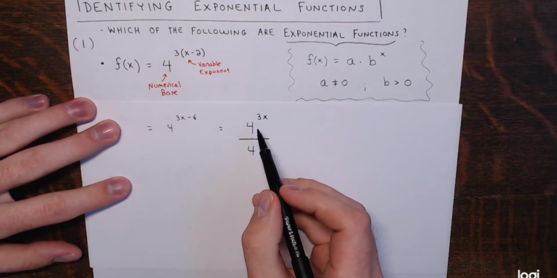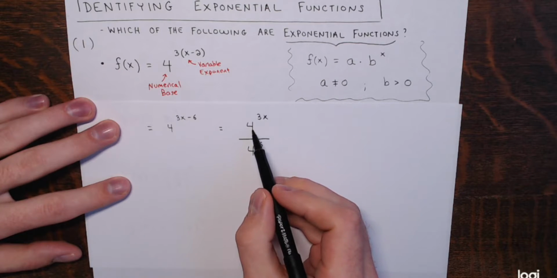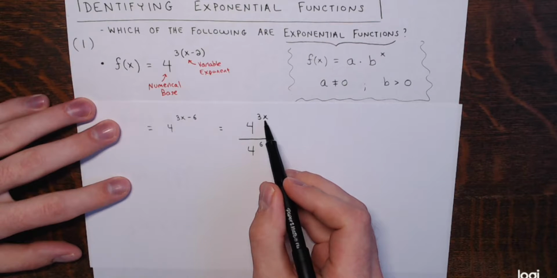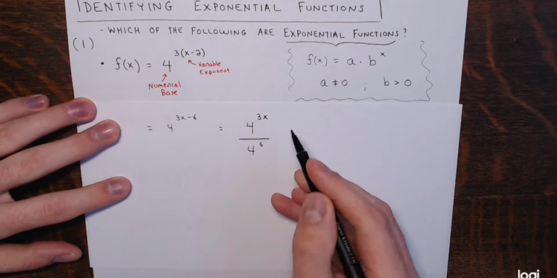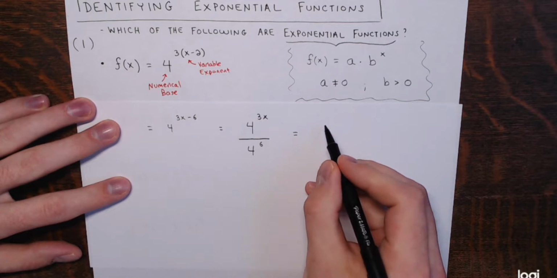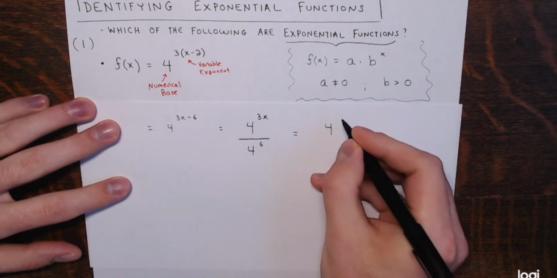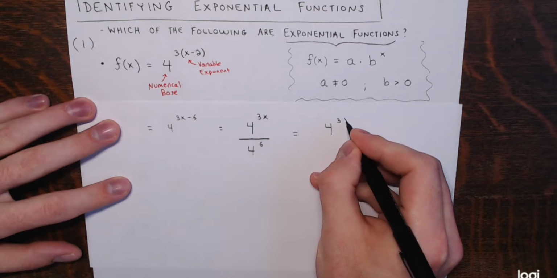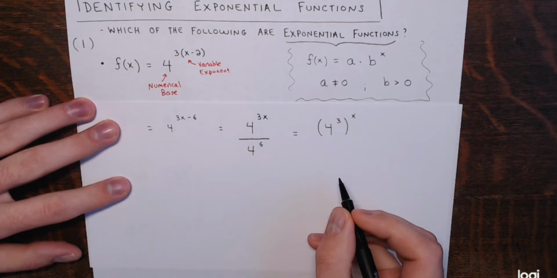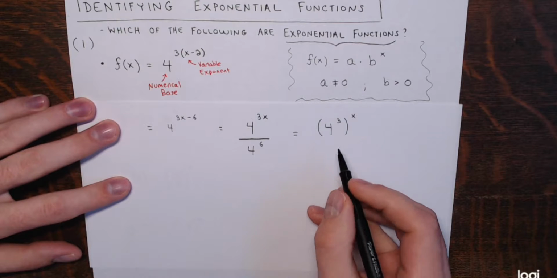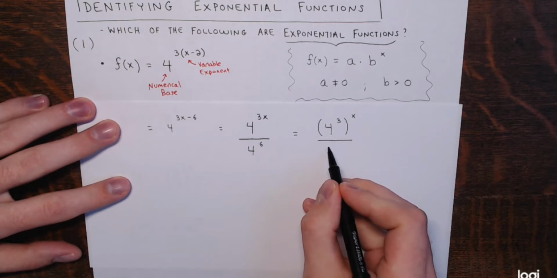Okay, and then 4 to the 3x, that's multiplication, 3 times x. When do you multiply powers? Well, that's when you have a power to a power. That's 4 to the 3rd to the x. Right, and then don't forget we have the divided by 4 to the 6th power here.